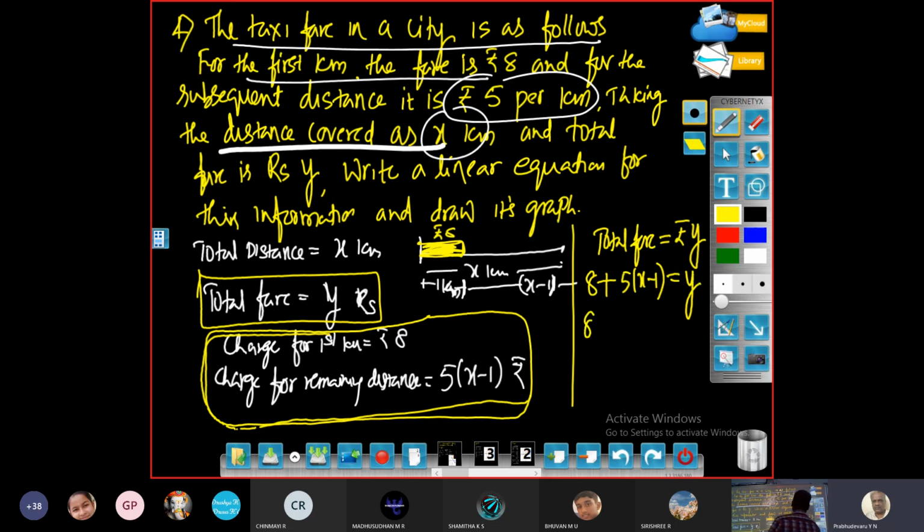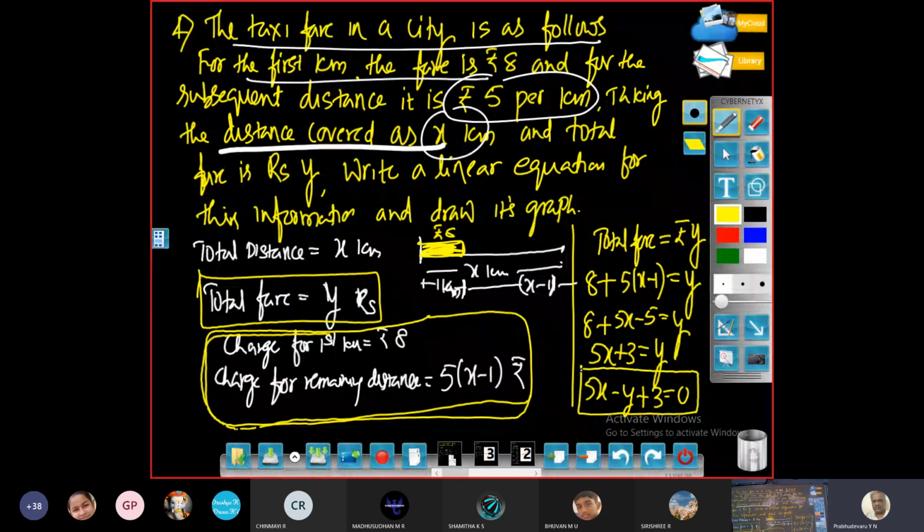Simplify this. 8 plus 5 into x, 5 into 1, is equal to y. 5x, 8 minus 5 is plus 3, is equal to y. If you keep this in standard form, 5x minus y plus 3 is equal to 0. This is the equation you will get. Then you have to plot the graph of this equation, 5x minus y plus 3. Understand?